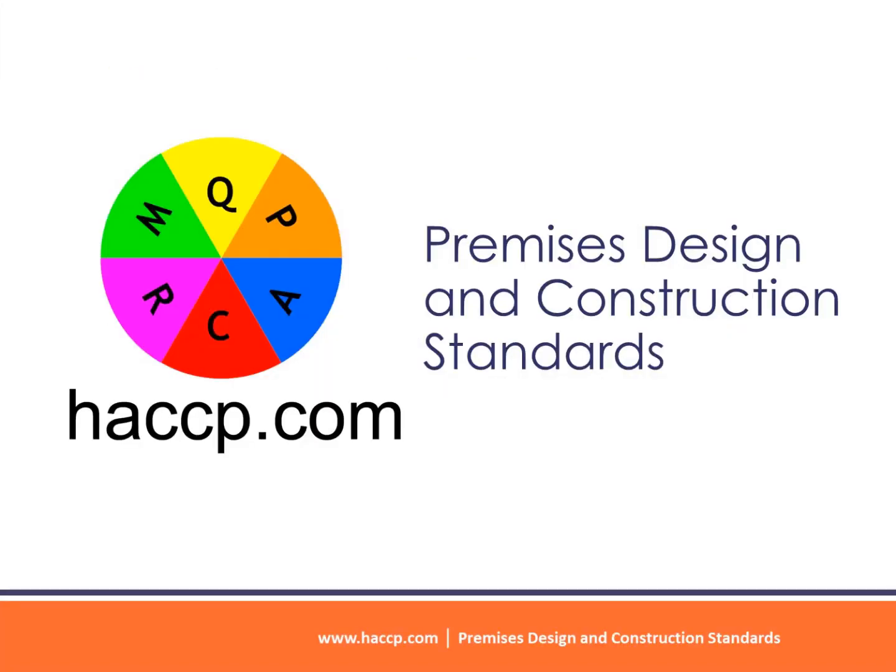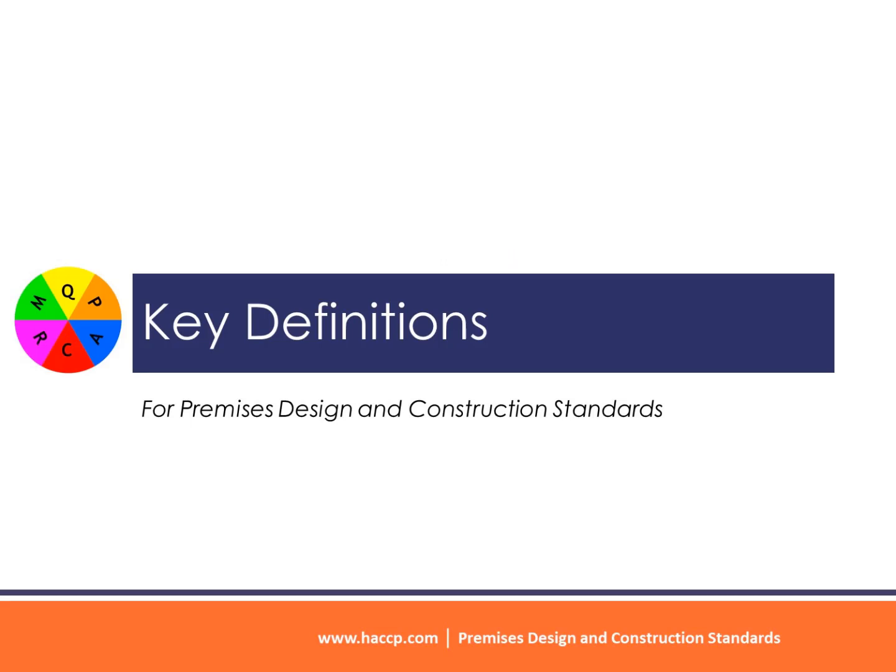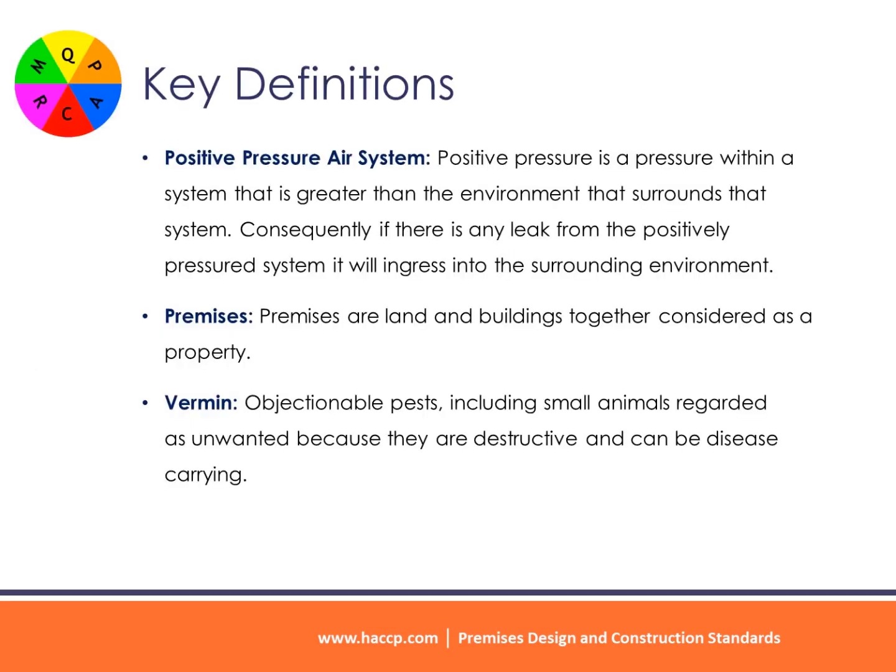Premises design and construction standards. Key definitions for premises design and construction standards. Positive pressure air system. Positive pressure is a pressure within a system that is greater than the environment that surrounds that system. Consequently, if there is any leak from the positively pressured system, it will ingress into the surrounding environment.